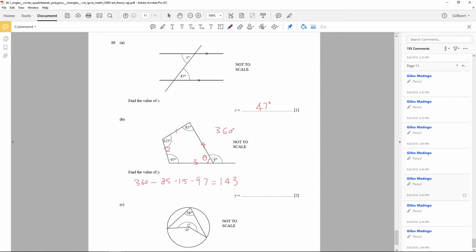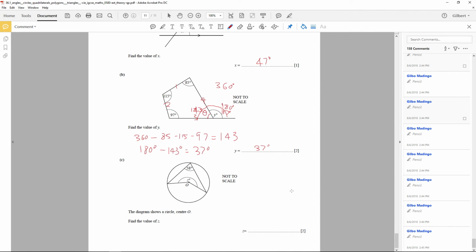So when theta equals 143, this is actually a straight line. So the total angle in here would have been 180 degrees. Using 180 degrees minus 143, you would have gotten the value of 37 degrees. This is 143, and this is 37. So y is 37 degrees.